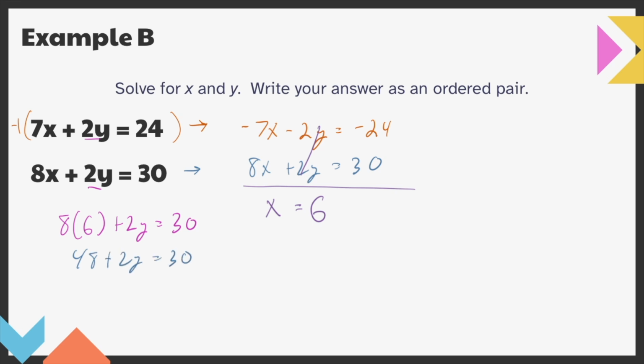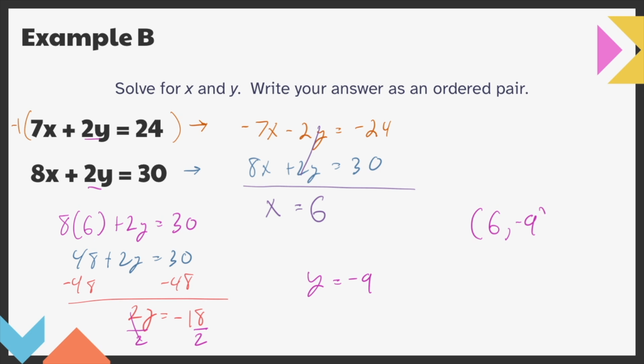So then we're going to go ahead and solve our equation by subtracting 48 on both sides. 30 minus 48 is going to give me -18 is equal to 2y. And then my final step is to divide both sides by 2. 2 divided by 2 is 1, or 1y, and -18 divided by 2 is going to give me -9. So then my ordered pair is 6, -9.